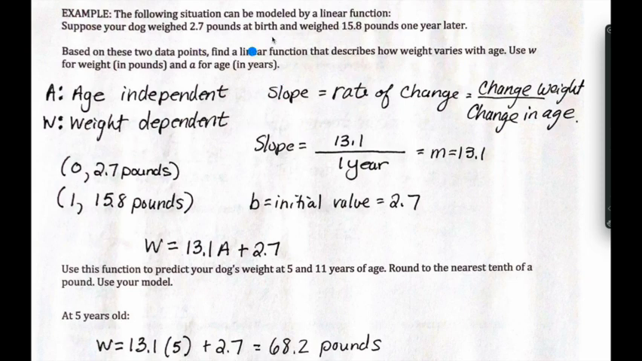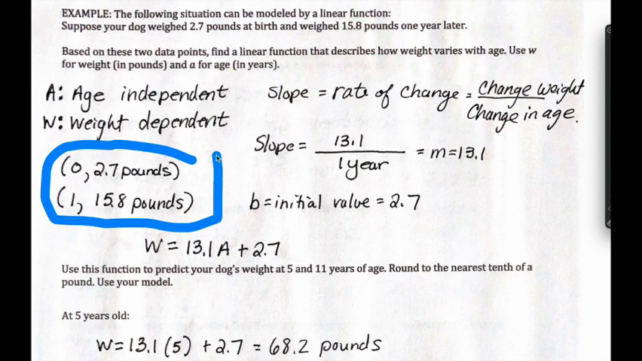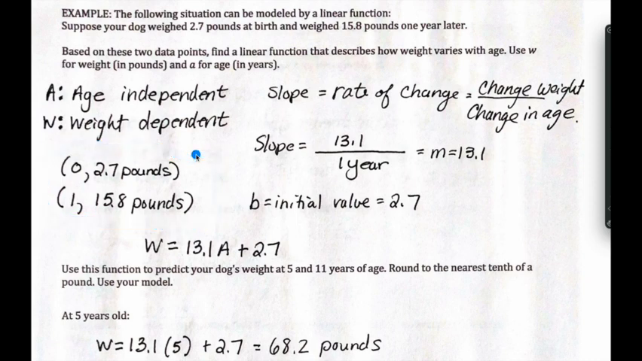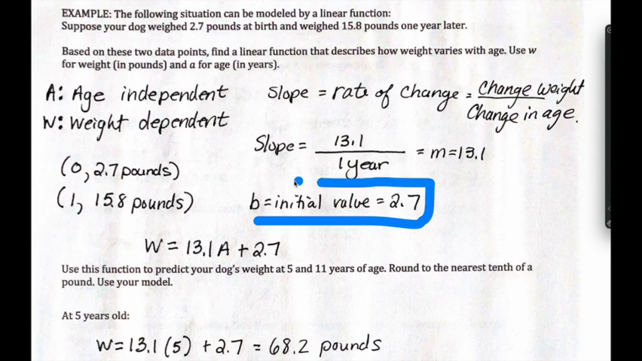Now, in this question, it gives us different information, but we still have enough information to figure out what we need to create our model. So instead of giving us our M and our B, our initial value and our rate of change, they're giving us enough information that we can take and do a few extra steps to figure it out for ourselves. Now, at the point of birth, the dog weighed 2.7 pounds. So right off the bat, I know that that's my initial value. B is going to be 2.7.